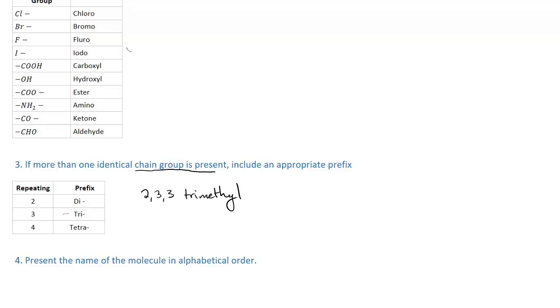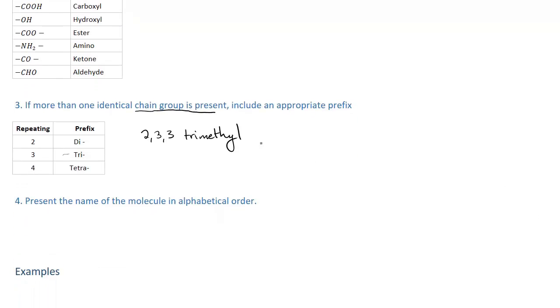Okay, so that's organizing the chain groups, and then we have to present the name of the molecule in alphabetical order. Sometimes when you have more than one functional group, you can select which one needs to go first due to alphabetical order. So the name of this entire molecule that we drew up there is 2, 3, 3, trimethylpentane. Okay, so this is the name of the molecule.